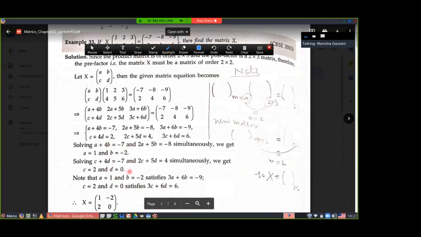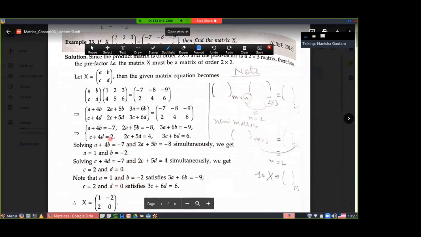These solution methods you have studied in class 10th. You can do it by the comparing coefficients method, cross multiplication method, or substitution method. You can opt for any of the methods. Okay. A is equal to 1, B is equal to -2, and C is equal to 2 and D is equal to 0.